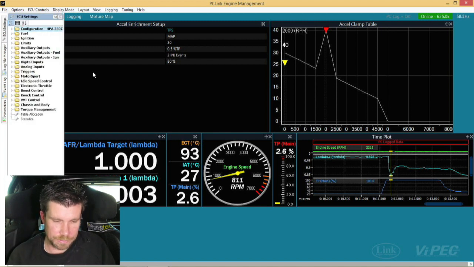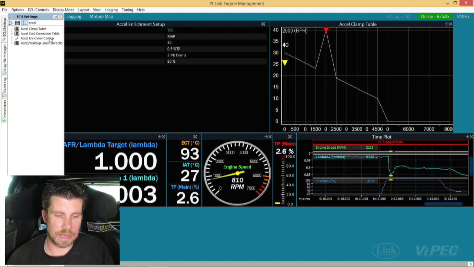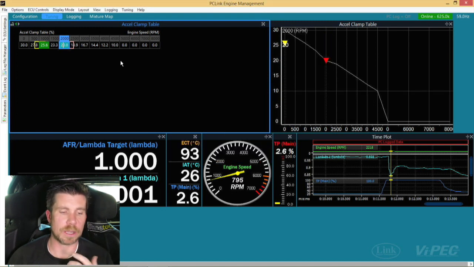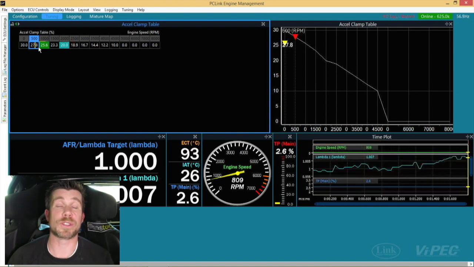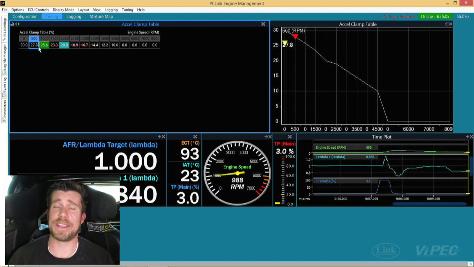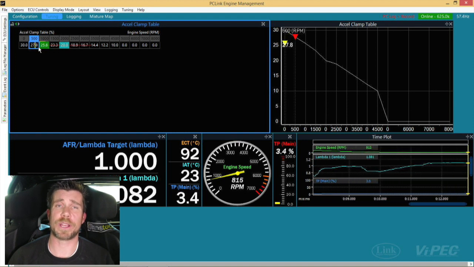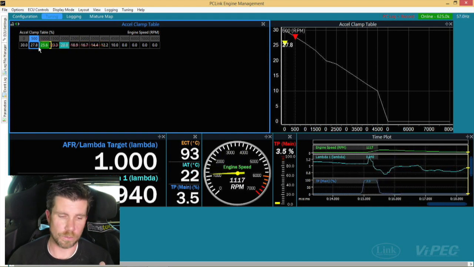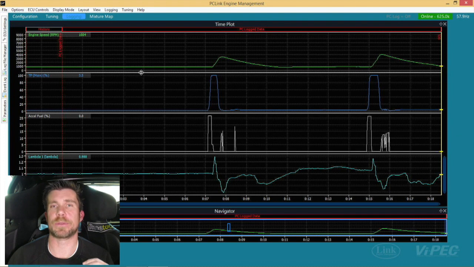So let's move back to our acceleration clamp table. When I'm tuning the acceleration enrichment, I would start with the engine sitting down here at idle. Idle's really easy because we can simply have the engine idling and then stab the throttle. It's probably one of the easiest areas to tune the acceleration enrichment in because we don't actually have to be driving the car. Once we've tuned that, then we would simply start moving further through the RPM, which is obviously going to require us to be driving the car.